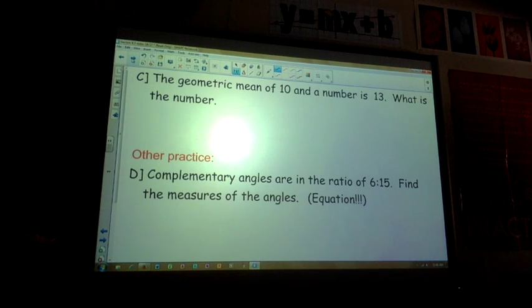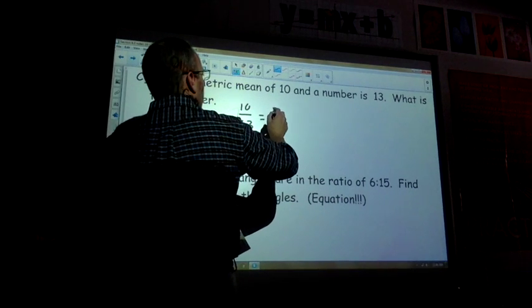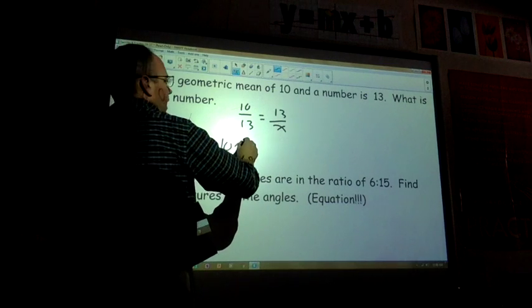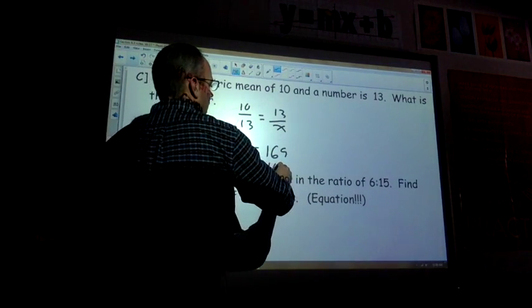The geometric mean of 10 and a number is 13. What is the number? Well, where does the 13 go in this case? It goes in for the x's. So that's 10 over 13 equals 13 over x. Cross multiply, 10x equals 169, x equals 16.9.